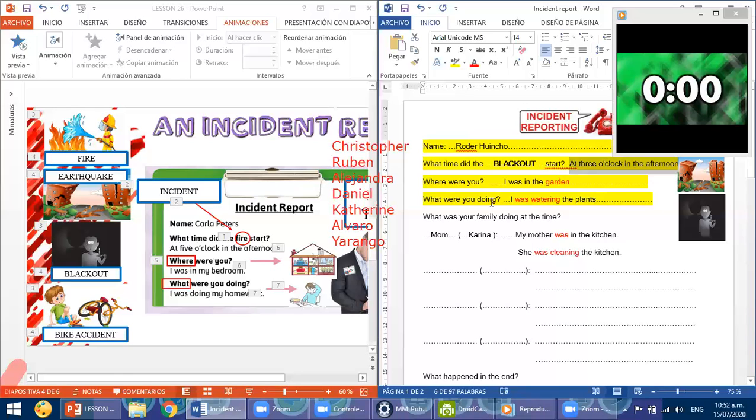Now, this. I was in the park. Good. This part, pay attention. If you are in the park, what were you doing? I was riding my bike, my bicycle. You see? Because you have a bike accident. ¿Qué estabas haciendo? Riding my bike. You see? It has a relation. If you write here a bike accident, because I was riding my bike.